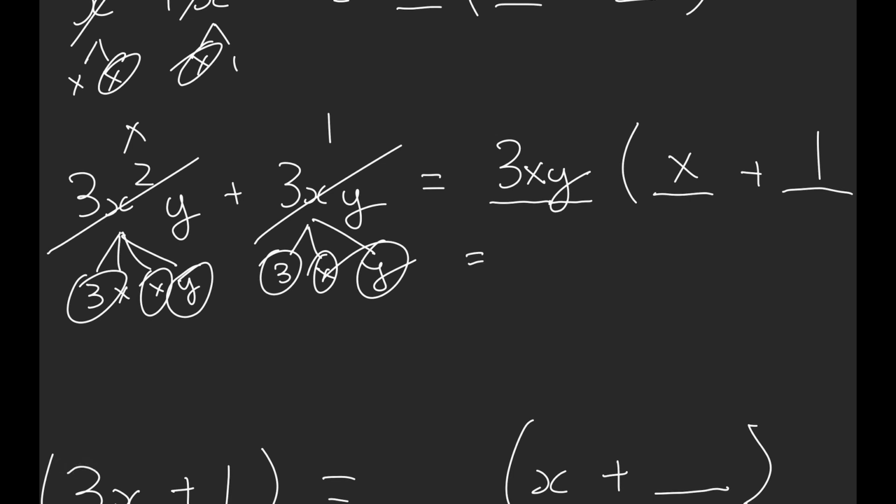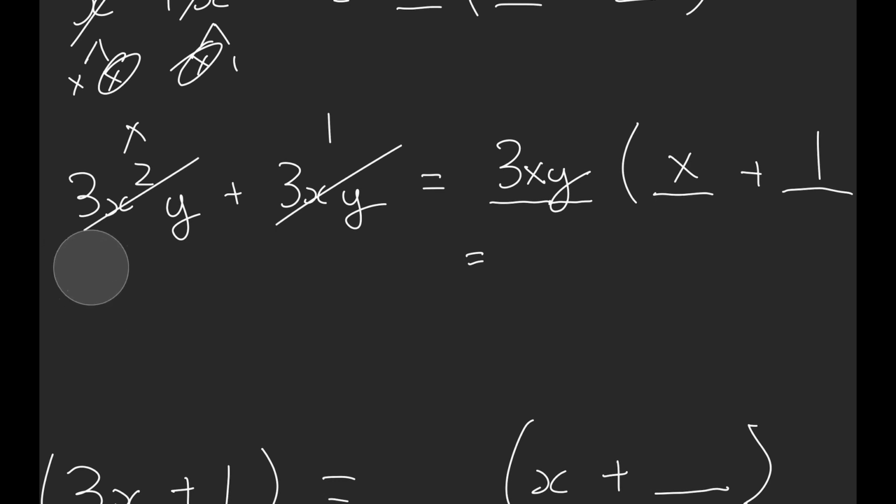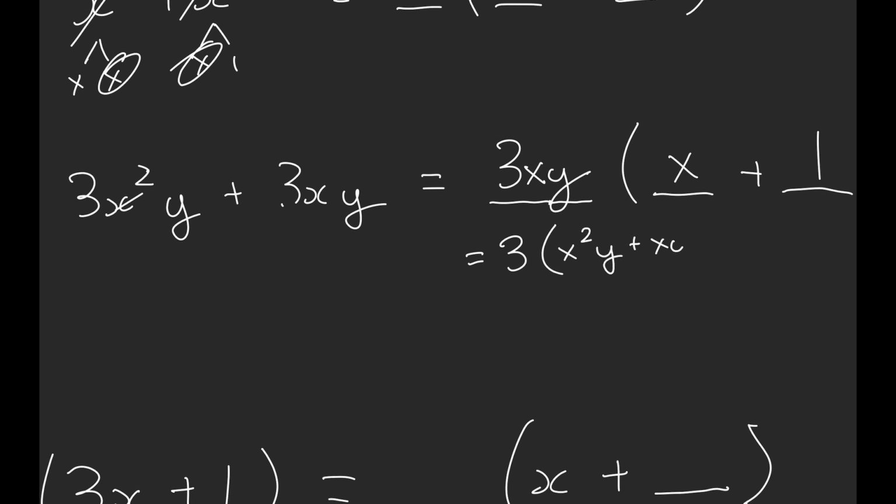So you could do, let's just say, I'm going to erase all this marking right here. Sorry, I'm not used to this tablet. Okay. You could do the 3 first. So now we're going to have 3 times x squared y plus xy. There's the constant term. Now we can move on to the variable terms.